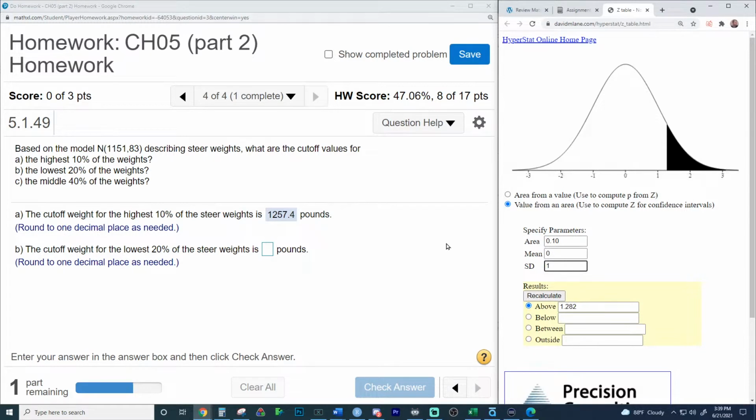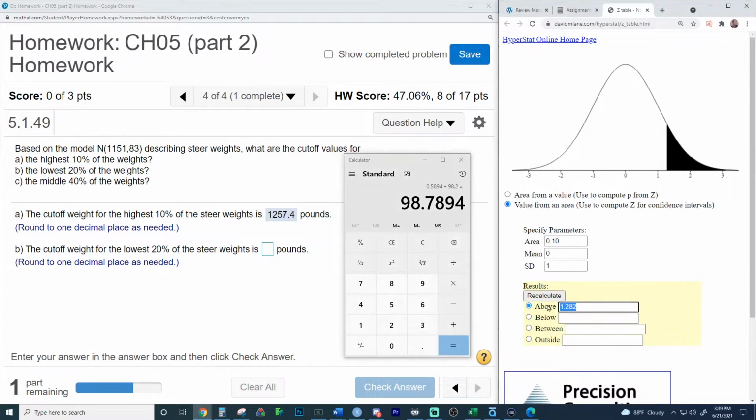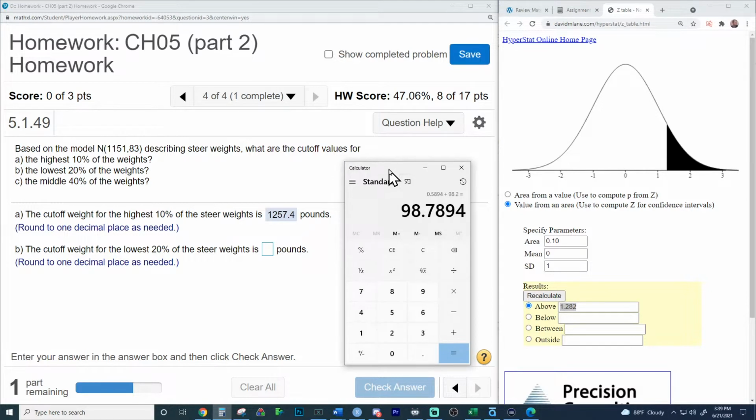If we gave you the z-score right here of 1.282, then you'd have to say, well, I know that this steer's weight is 1.282 standard deviations above the mean. So let's take 1.282 times the standard deviation, and that's how far it is above the mean. But remember, the mean is at 1,151. So we just add it right there and we get the same number. Hopefully that made sense. Please ask me to slow down if I do something too quickly.